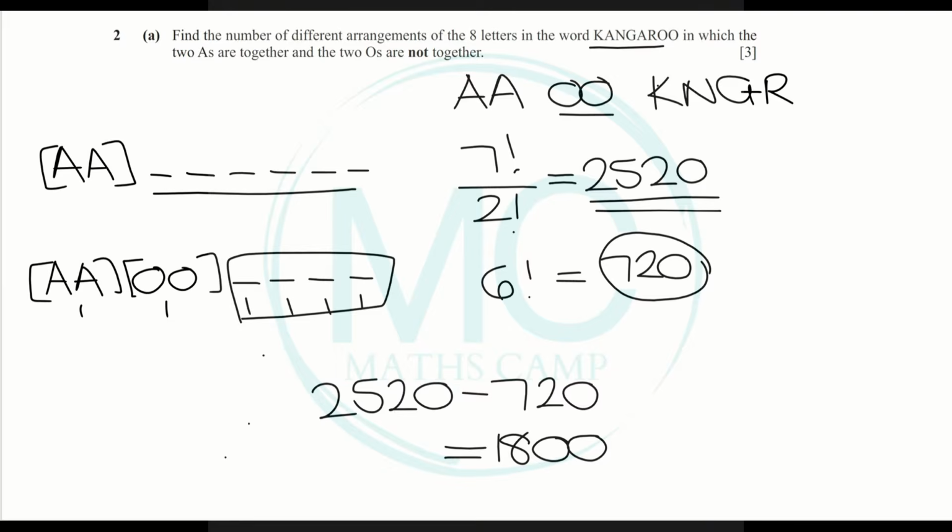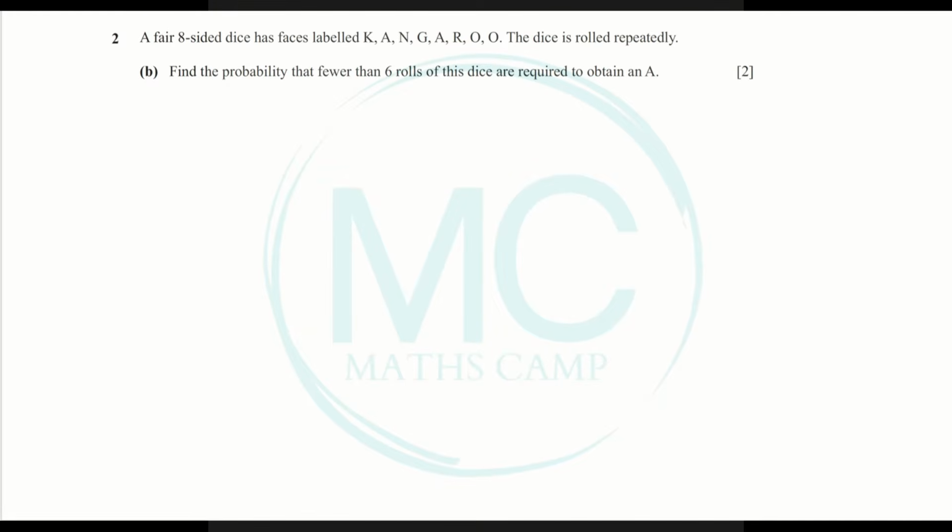Now let's move on to part B. A fair 8-sided dice with faces labeled KANGAROO. The dice is rolled repeatedly. Find the probability that fewer than 6 rolls of this dice are required to obtain an A. The dice is rolled repeatedly. There is no set number of rolls. So this shows us that we are working with geometric distribution. We need to find the probability of fewer than 6 rolls.